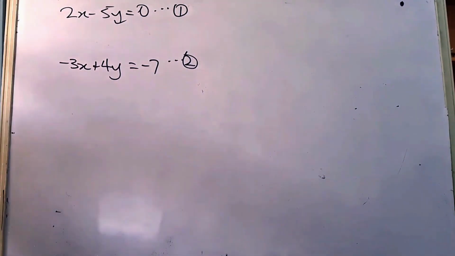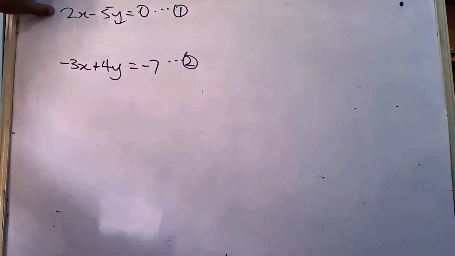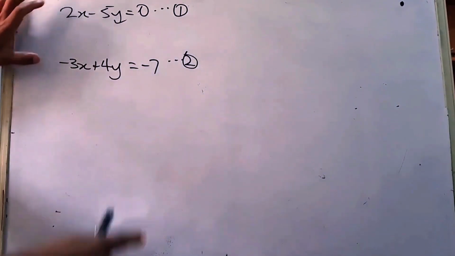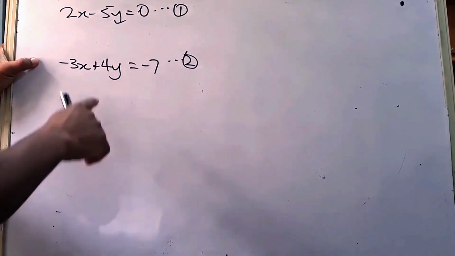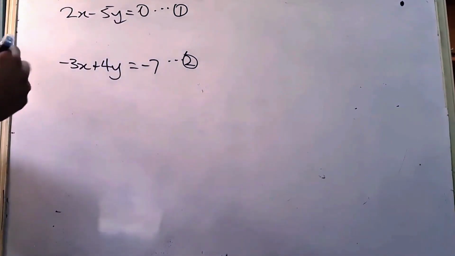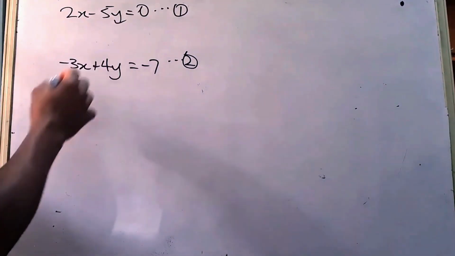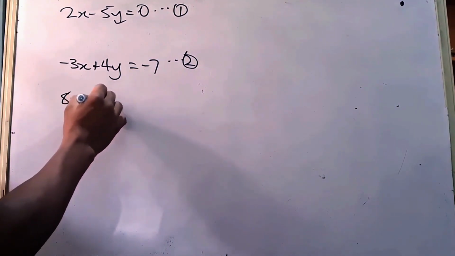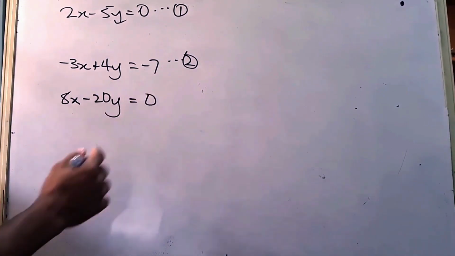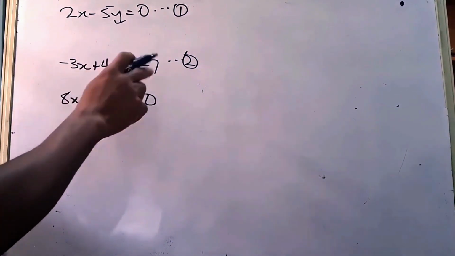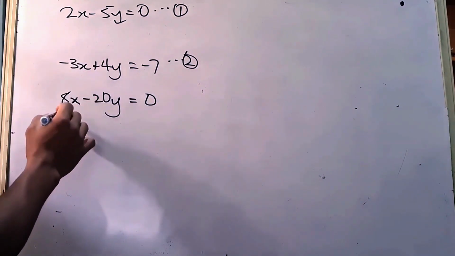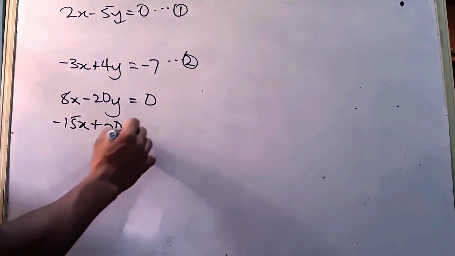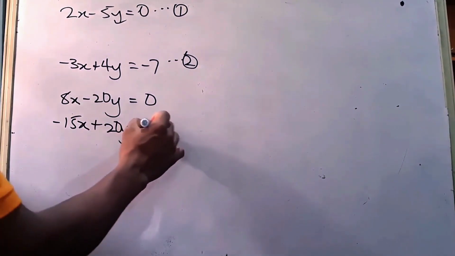To eliminate y, I want the coefficients to match. If I multiply this by 4, the coefficient of y becomes minus 20. If I multiply this by 5, the coefficient of y becomes 20. So I'll go ahead. I'll multiply equation 1 by 4. So I have 8x minus 20y is equal to 0. I'll multiply equation 2 by 5. I'll have minus 15x plus 20y is equal to minus 35.